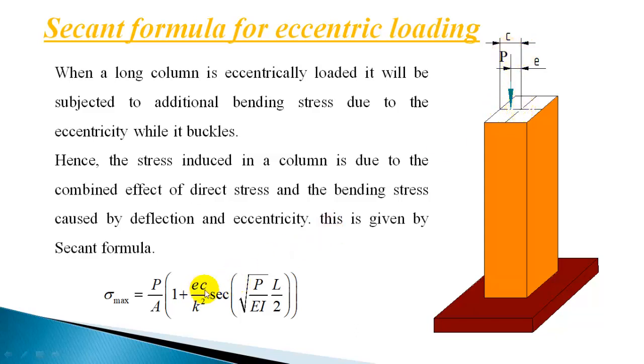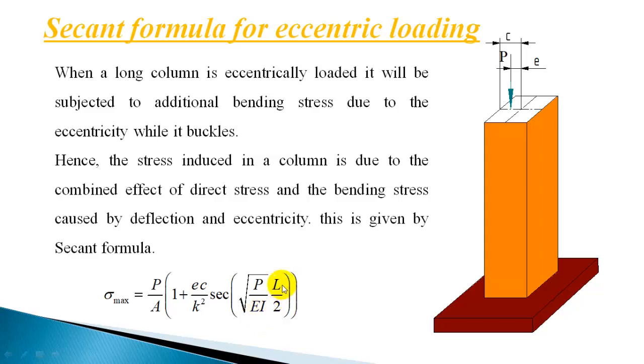So c is the maximum distance to the outermost fiber from the neutral axis or centroidal axis, divided by k square. k is the least radius of gyration. And P is the load applied, and E is Young's modulus. I is the moment of inertia of the column cross section. Again, the least moment of inertia has to be taken here.